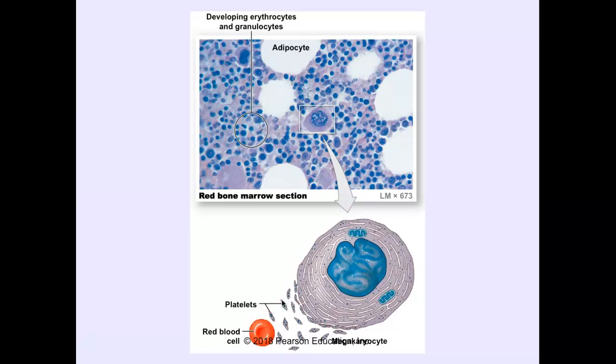So this platelet image is your bone marrow. This is a large cell called a megakaryocyte. And the megakaryocyte in your bone marrow will fracture, and those little fragments are called platelets.